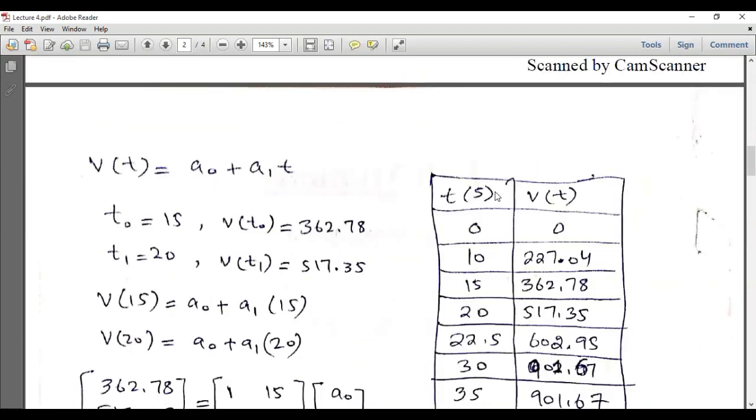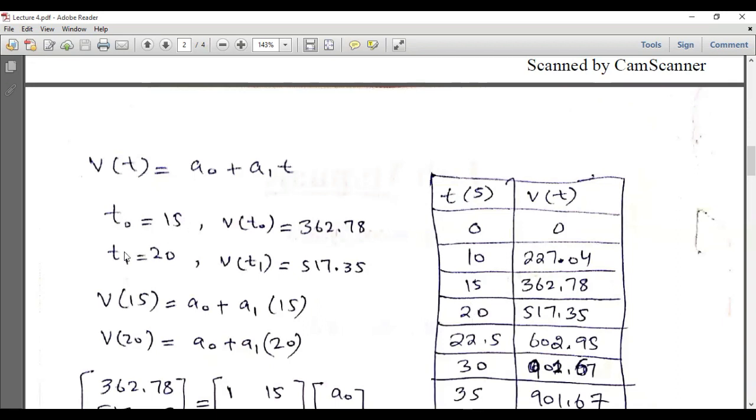So this is the function in which everything is given as a function of time. So time is our independent variable. So v of t is equal to a naught plus a1t, and we have to determine the value at t is equal to 16. So we have to use two values, 15 and 20, because 16 lies between these two time points.